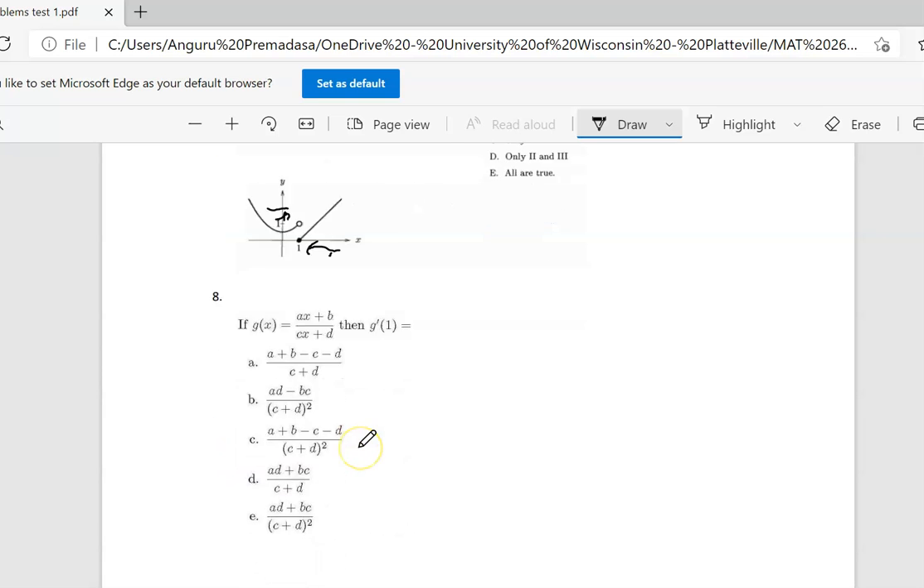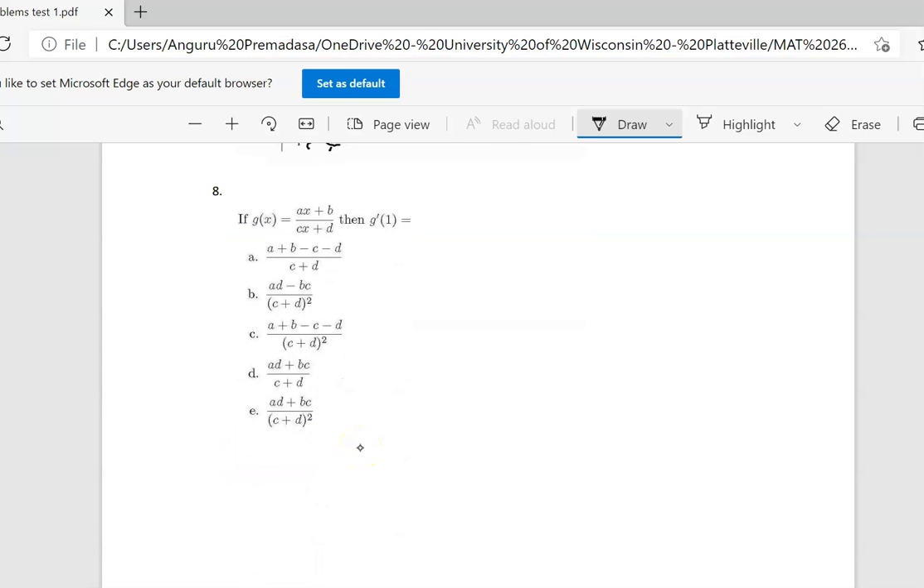All right, so for number 8, you need to find the derivative and then plug in x equals 1. But how do we find the derivative? This is a quotient, so use the quotient rule.